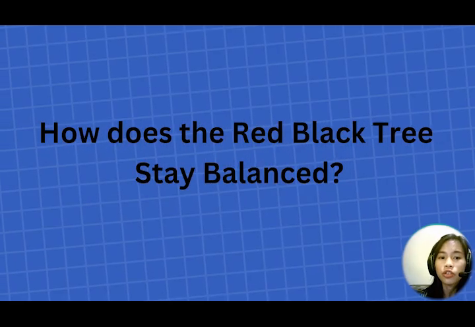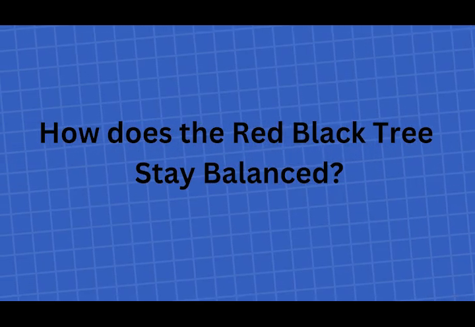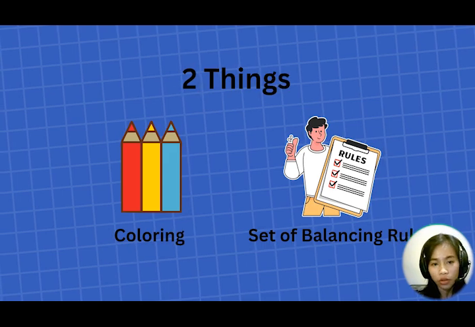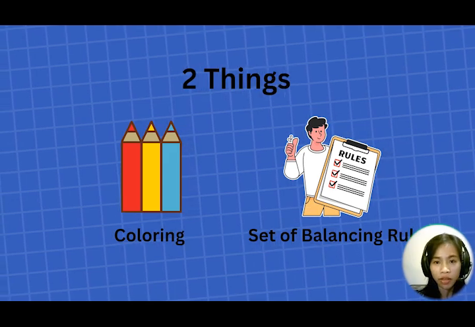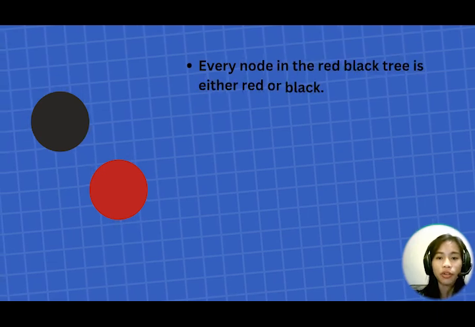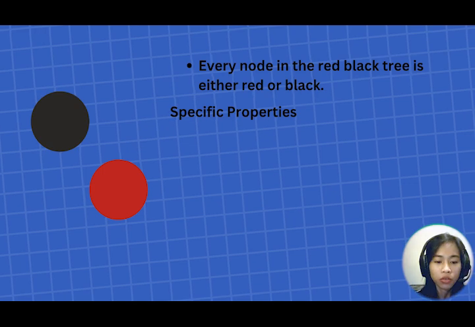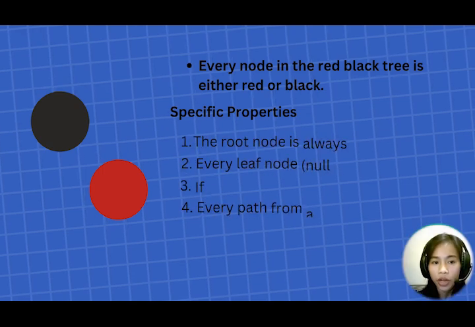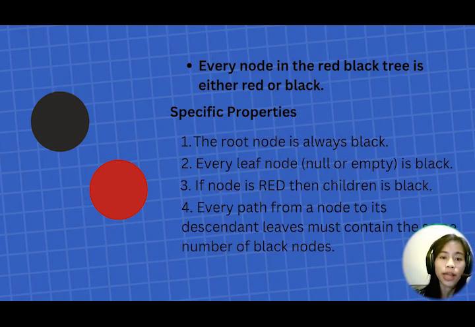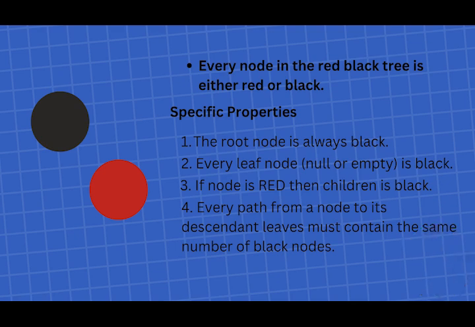How does the red-black tree stay balanced? The key lies in two things: coloring and a set of balancing rules. Every node in a red-black tree is colored either red or black, and the tree must follow these specific properties. Number 1, the root node must always be black. Number 2, every leaf, which is nil, is black. Number 3, if a node is red, then its children are black.